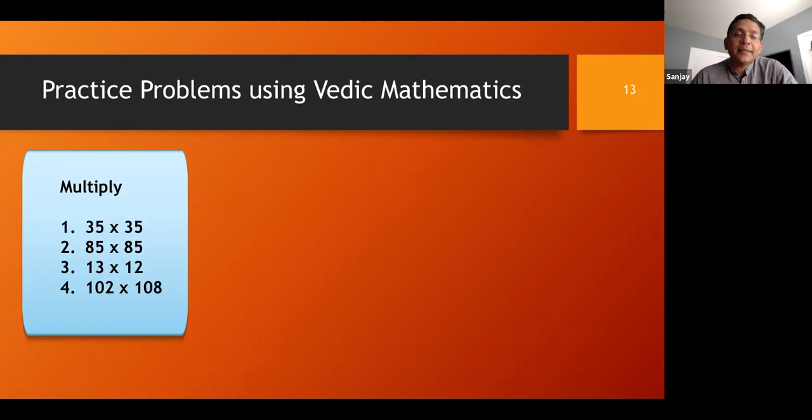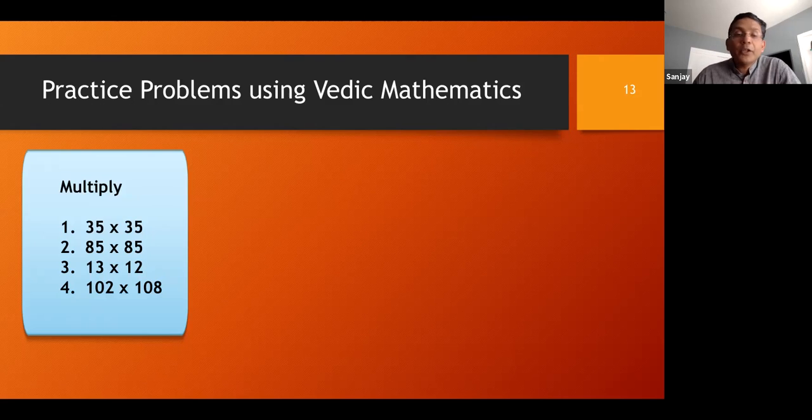Then 13 times 12, you'll have plus 3, plus 2, which will be 6 on the right side, and it will be 13, 156, if I'm right. Okay, so 13 and 12 will be plus 3, plus 2, 6 on the right side, and 15 on the left side. So 156 is your answer.